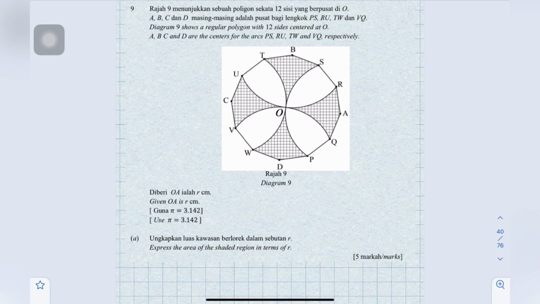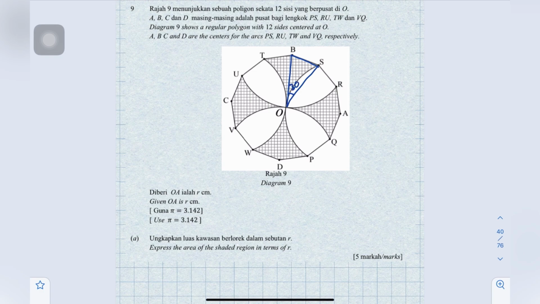Diagram 9 shows a regular polygon with 12 sides centered at O. A, B, C, D are the centers for the arcs PS, RU, TW and VQ respectively. Given OA is r centimeter, use pi equals 3.142. A: express the area of the shaded region in terms of r. Okay, so to understand this, we need to take one part here. This is a regular polygon with 12 sides, so the total angle is 360 divided by 12, so each is 30 degrees.